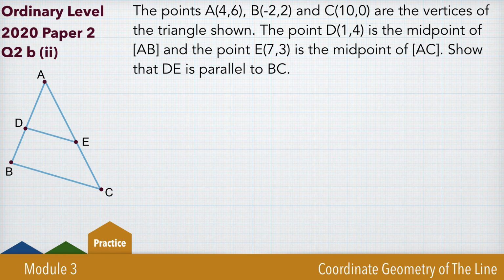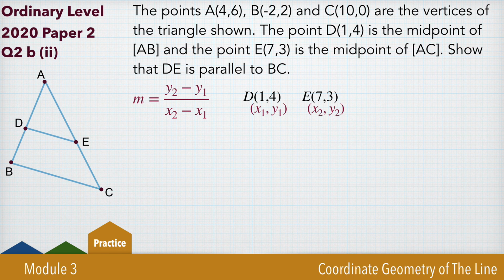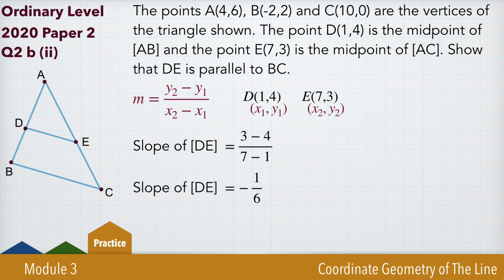As we are given all the coordinates, we can use this slope formula. We start by finding the slope of DE. We label the coordinates as x1, y1 and x2, y2. Substituting into the formula and simplifying gives us a slope of DE as -1/6.